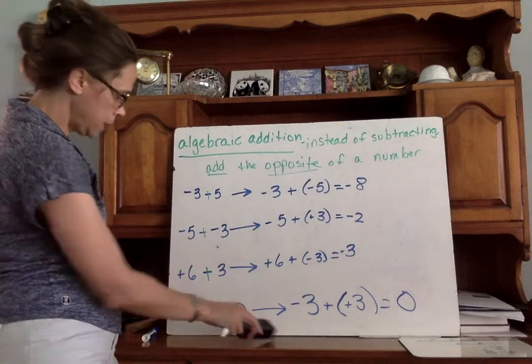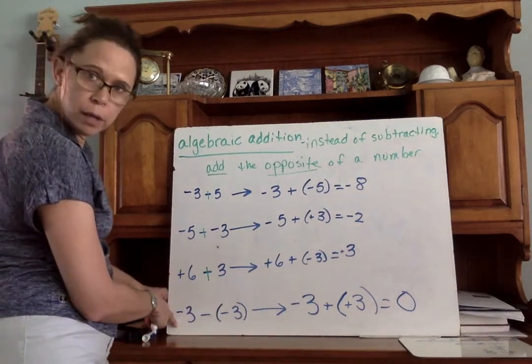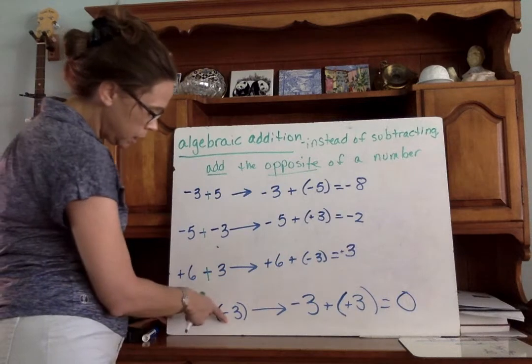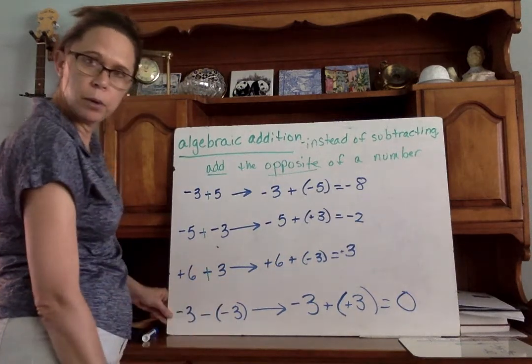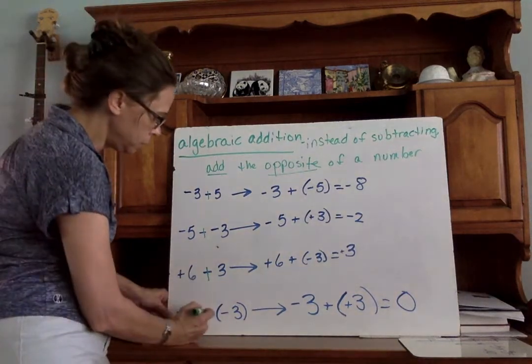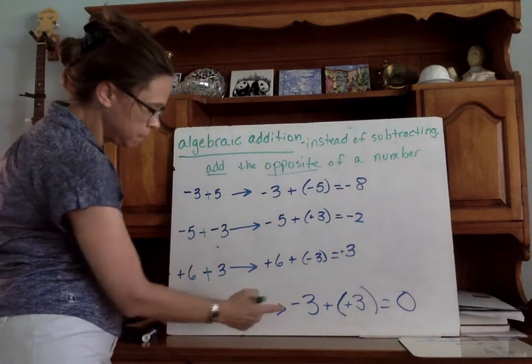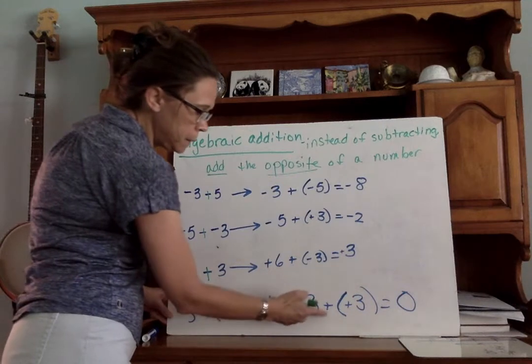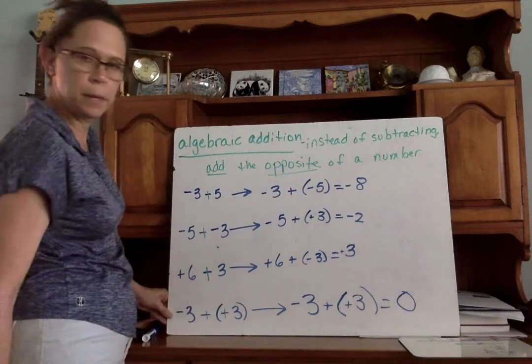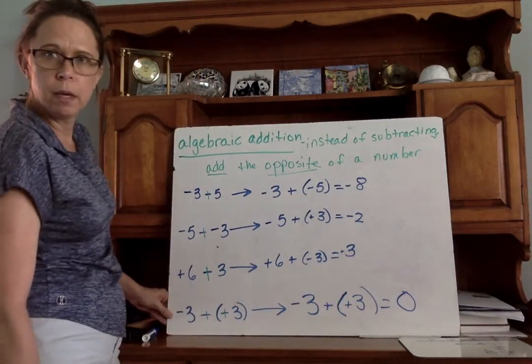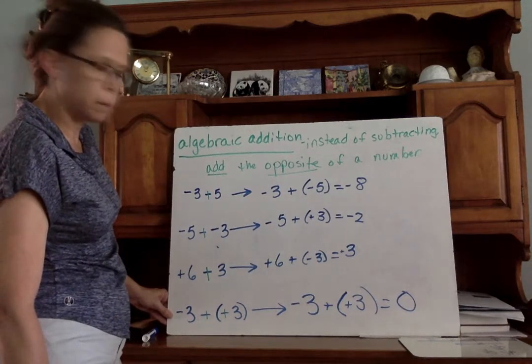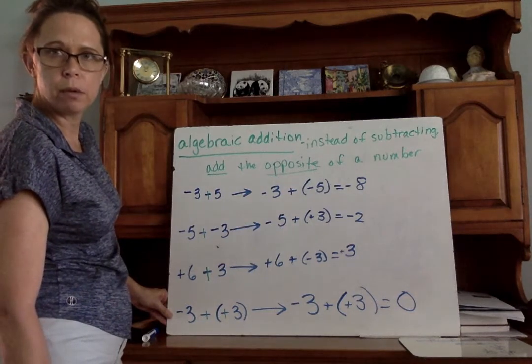Okay, last one on here. Negative 3 minus negative 3. We heard that minus, so we're going to change the minus to addition. And we're going to use the opposite of the next number. Okay, so now it's negative 3 plus positive 3. Negative 3 and positive 3 are opposites. So I have a negative 3 plus a positive 3 gives me 0.